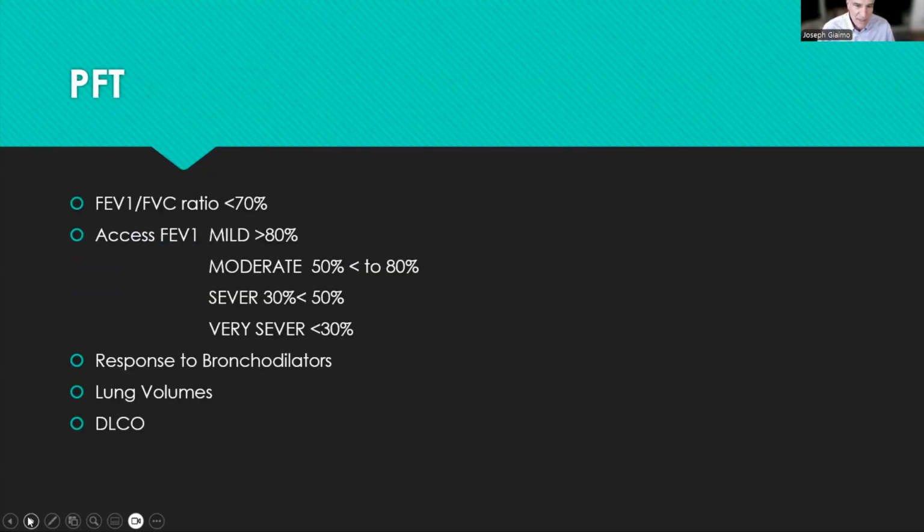When you talk about looking at a PFT, there are only a few numbers you have to look at. You can do a fellowship and learn a lot about pulmonary function, but as an internist, as a generalist, there are only a few tests that you need to get out of that. You want to look at the FEV1 to FVC ratio, and if it's less than 70%, it means they have an obstruction. The next number you look at is the FEV1. If it's greater than 80%, then it's mild, and then subsequently moderate, severe, and very severe, as listed on the slide. And then you look at the response to bronchodilators.